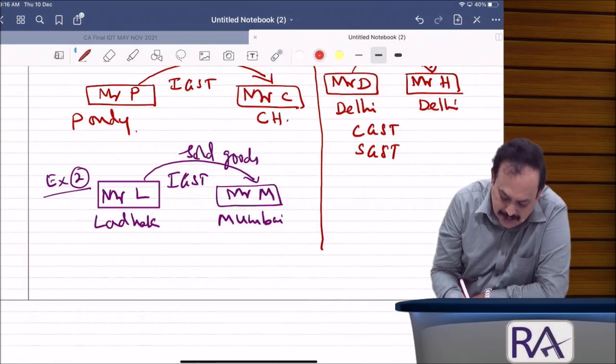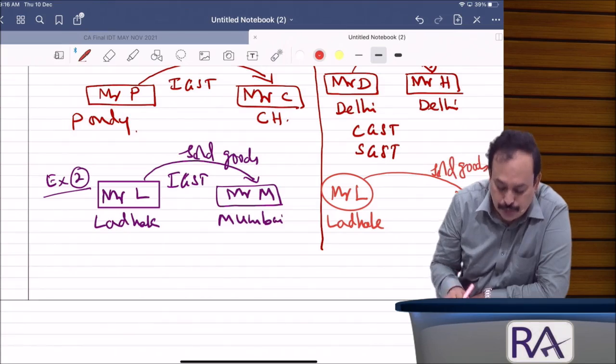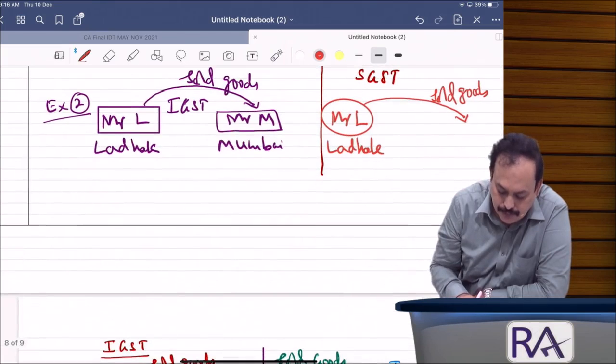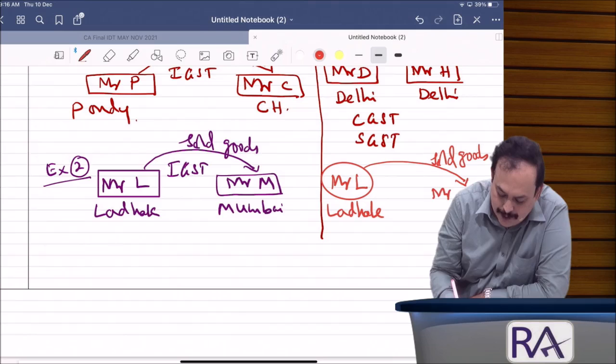Dear sir, here Mr. L of Ladakh sold the goods to, let us say, Mr. N of Ladakh.